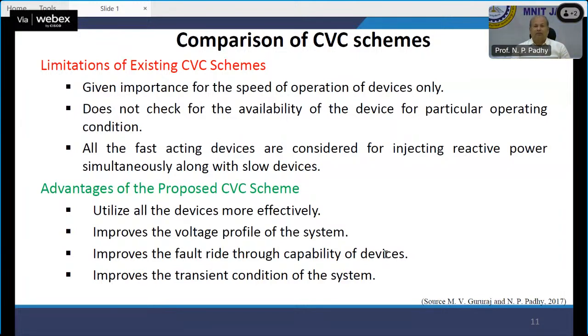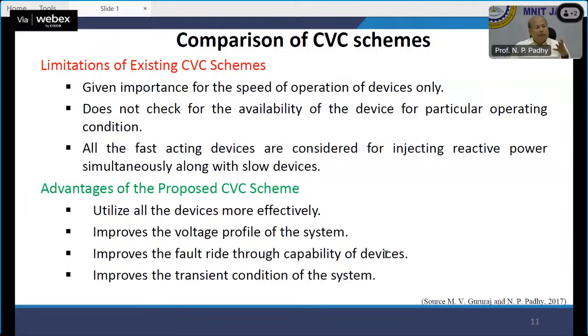So the advantage of the proposed CBC scheme, where we say how we can utilize all the devices more effectively, is that it improves the voltage profile of the system at large, improves the fault ride-through capability of the devices, and improves the transient condition of the system. In the proposed CBC scheme, we have gone more rigorous, especially on fault ride-through capability. Means if there is a fault, still the system can survive until you come back.